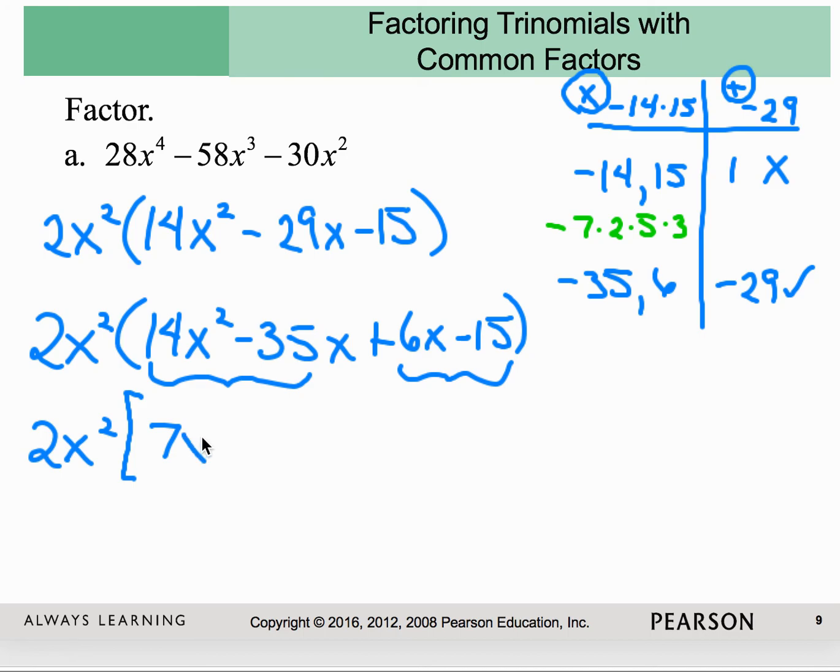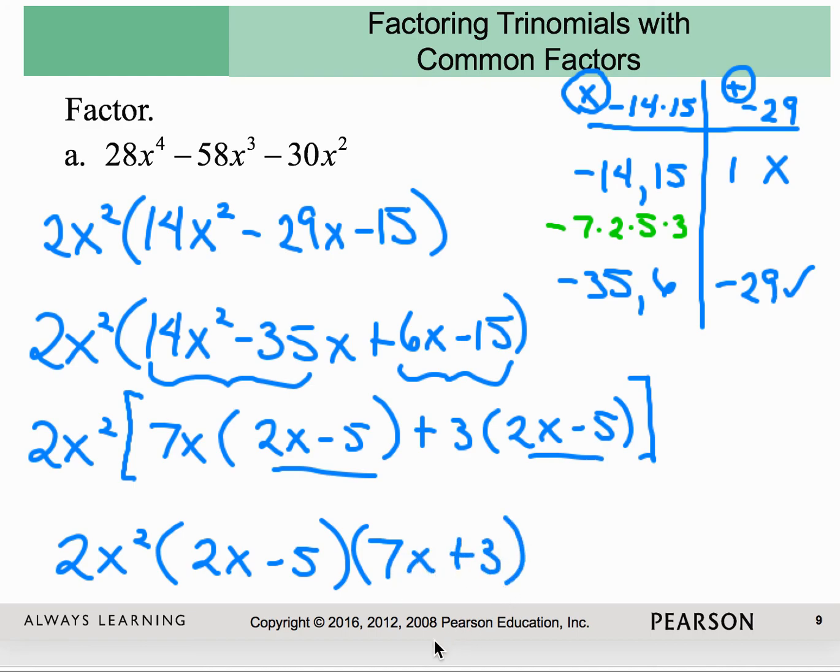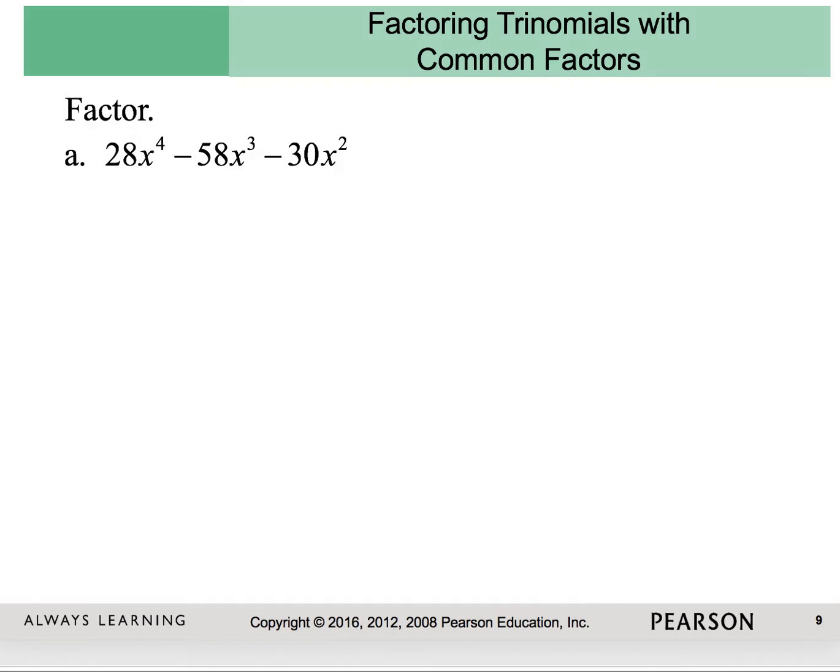So now I can factor out a 7x. Okay, that leaves 2x minus 5. Plus sign, so no worries. I can factor out a 3. And that leaves 2x minus 5. Now the 2x minus 5 is in common, so that can come out here with this other one that I already found. And it leaves 7x plus 3 in those brackets. All right, one more time. One more time for me, then y'all can go do a whole bunch, right?